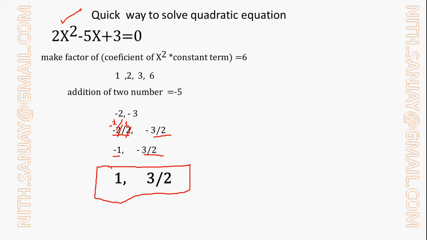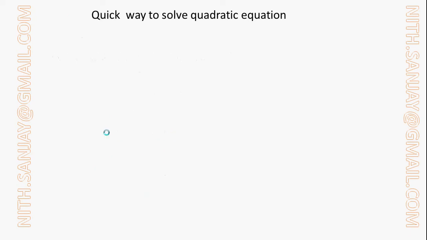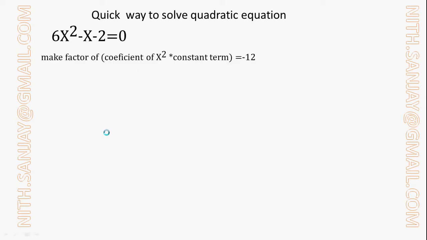So let us take one more example. This is the equation 6x square minus x minus 2 is equal to 0. Again we will solve it in a quick way. The multiplication of 6 and -2 comes out to be -12, so we will make the list of factors of 12. So the list is 1, 2, 3, 4, 6 and 12, the factors of 12. Fine. Then the next condition is that the addition of these two numbers should be -1, because the coefficient of x is -1.